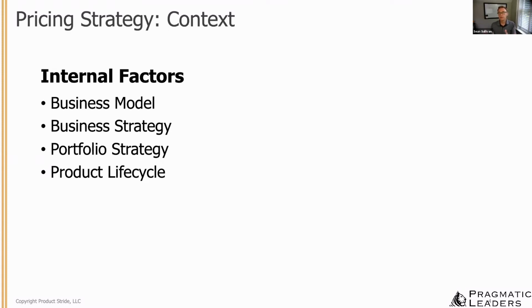Any single product within a business does not act on its own. If you talk about retail strategies, for example, there's a lot of times where you have a loss leader.